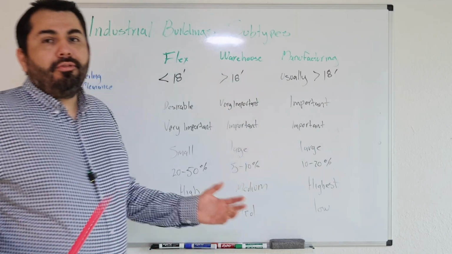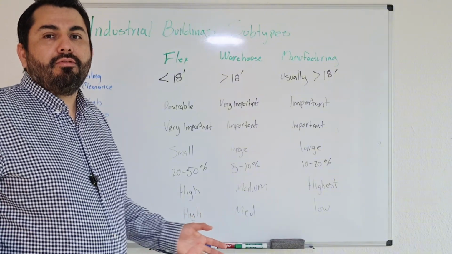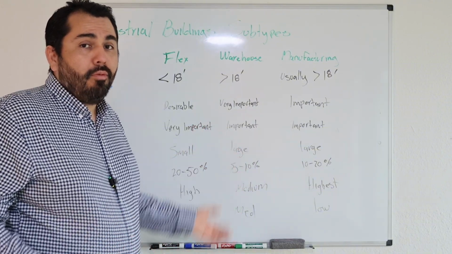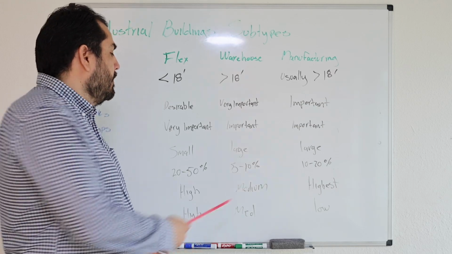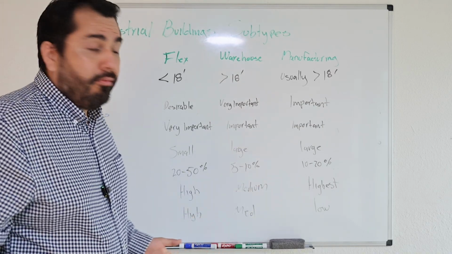And for the warehouse, you don't have a big team inside. For, let's say, these Amazon companies, what you need is warehouse. You don't need as much office space. So it's 5 to 10% office space here on the warehouse.